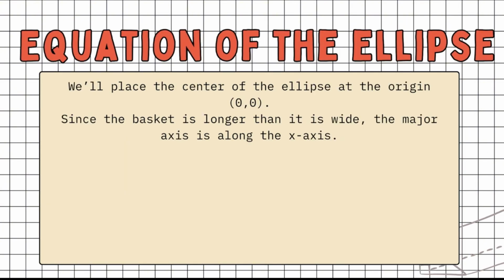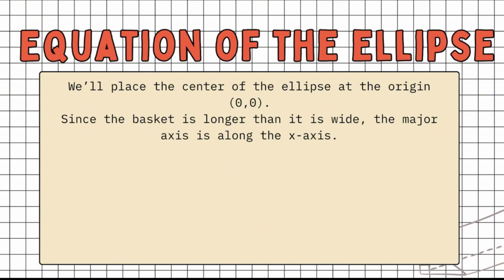For our equation of the ellipse, in this example, we are using a laundry basket to represent an ellipse because the basket is longer from side to side than from front to back. The major axis is horizontal. That means the width of the basket is a longer measurement and the height is the shorter one.